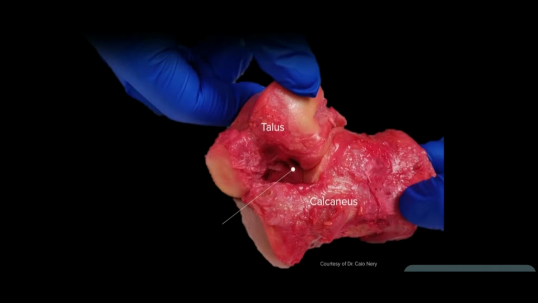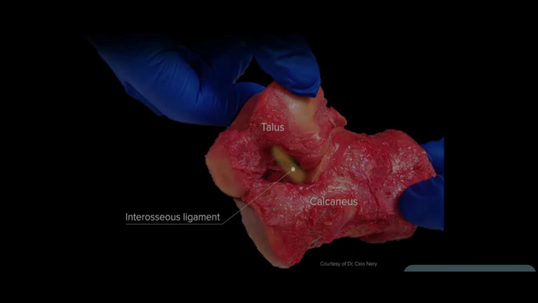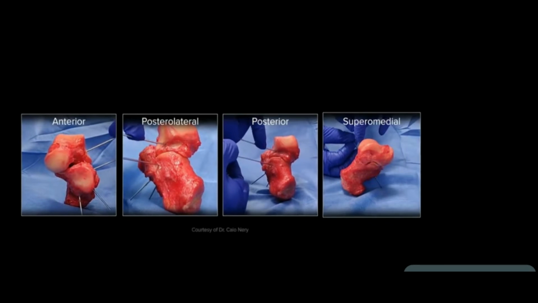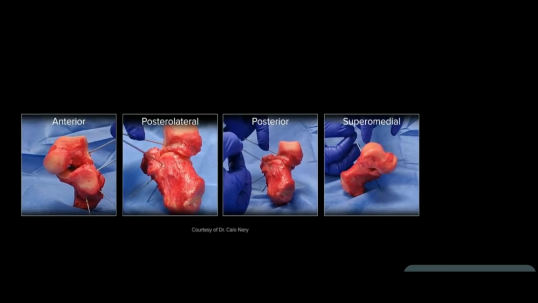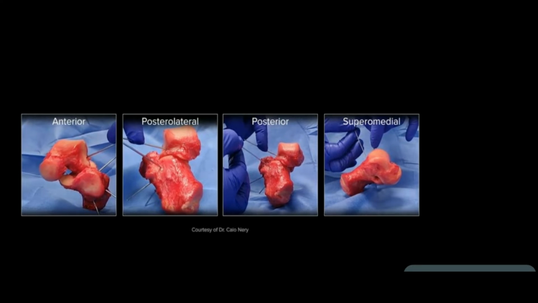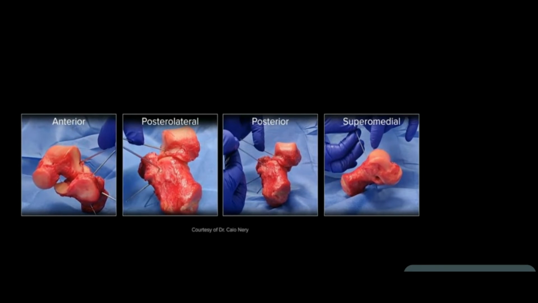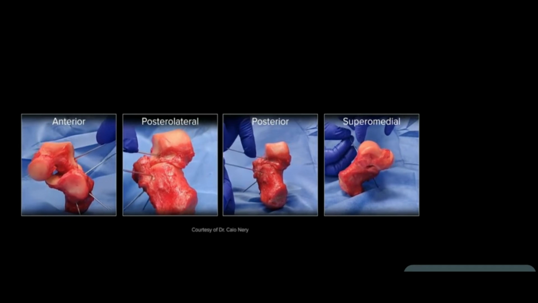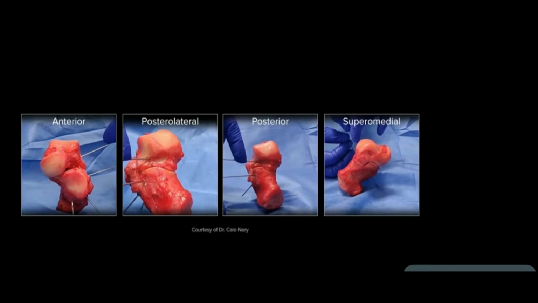The interosseous ligament between the talus and calcaneus is normally involved as it works hard to prevent excessive movement of the subtalar joint. In these videos, notice that not one movement happens in isolation, and there is a combination of subtalar joint movement with peritalar subluxation and hindfoot valgus.